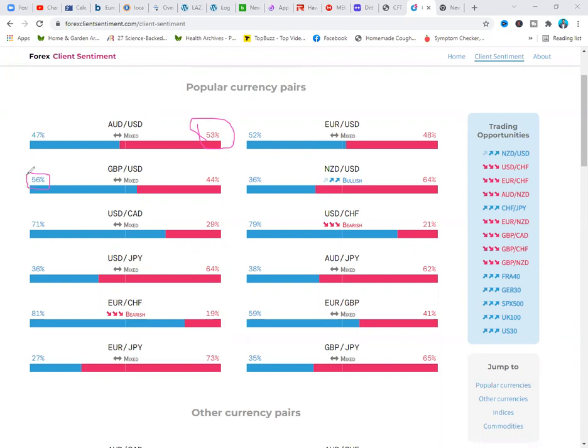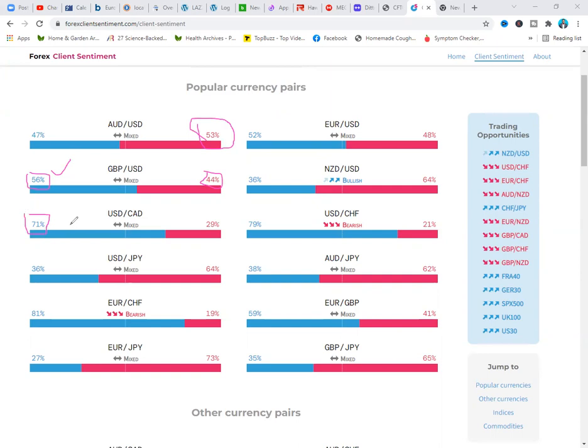56% are buying and 44% are selling. So where is the majority? It is buy. So the majority are buying GBP USD. Now, when it comes to USD CAD, 71% buying, 29% selling. So where is the majority? The majority are on the buy.